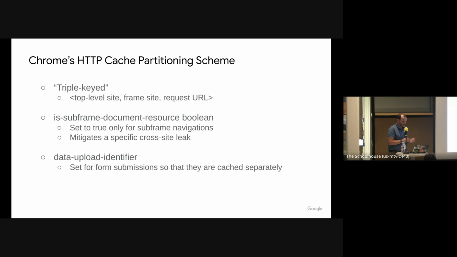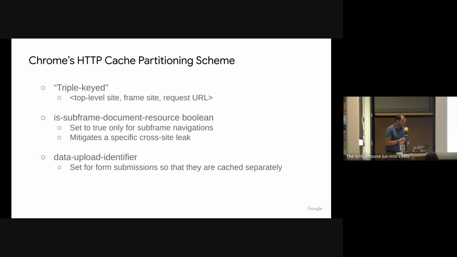But we say that the cache is triple keyed, which means that the cache partition takes into account the top level site, the frame site, and then the request URL. And then the implementation is slightly more complicated than that because it has a few one-off bits that serve various purposes. So one of the ones to highlight is called the isSubframeDocument resource Boolean. And this is set to true for all subframe navigations. We'll talk about what those are. This mitigates a specific cross-site leak. And we'll see an example of that in later slides.